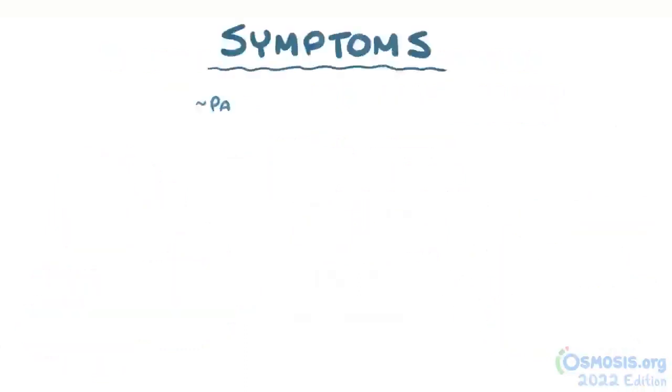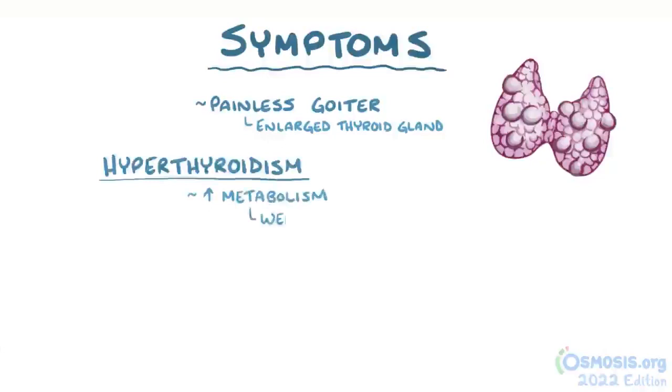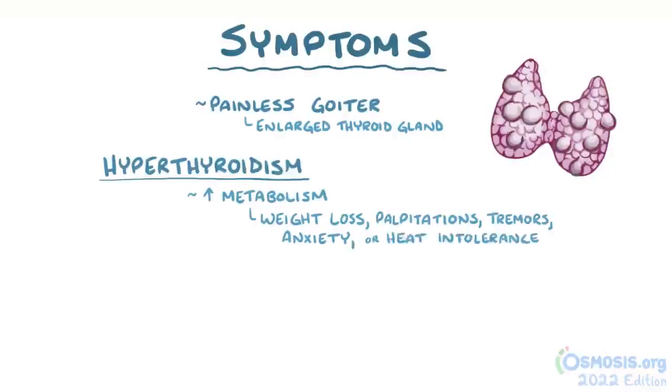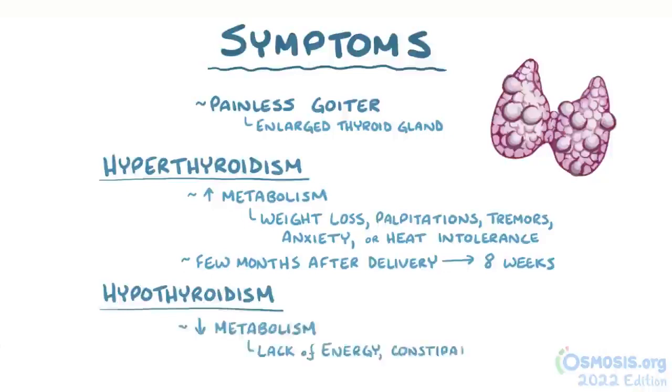Postpartum thyroiditis usually causes a painless goiter, which is an enlarged thyroid gland. Initially, destruction of the thyroid cells releases thyroid hormone and causes hyperthyroidism. In that phase, the body has an increased metabolism, which can cause weight loss, palpitations, tremors, anxiety, or heat intolerance. Typically, this will start off a few months after delivery and last up to 8 weeks. Then there's the hypothyroidism phase, where the body has a decreased metabolism, which can cause a lack of energy, constipation, dry skin, or cold intolerance. Typically, this can last up to 6 months.